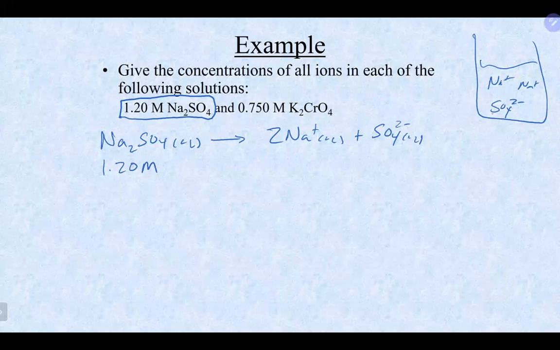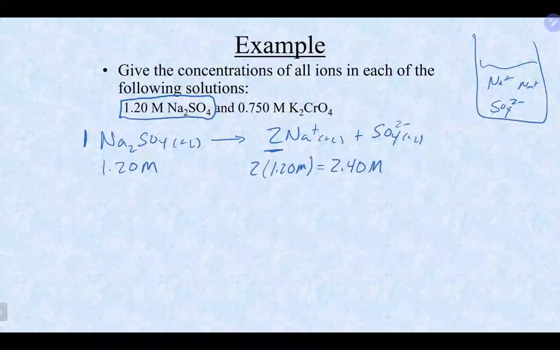So really, we could just do the whole thing here. There's one of the whole things, and we get basically two of the sodium ions. So how that works for the concentration is we would take the concentration and multiply it by 2. And for the sodium ions in solution, it would be 2.4 molar of sodium ions.